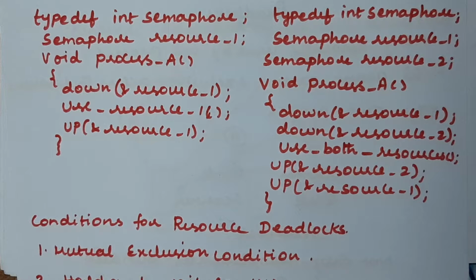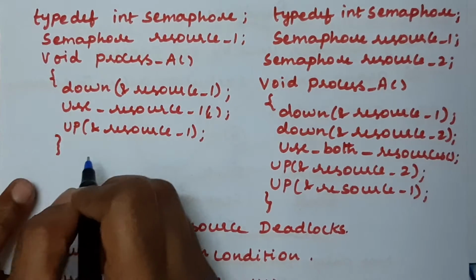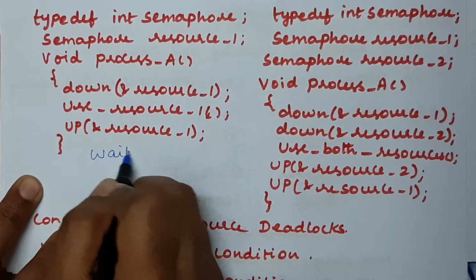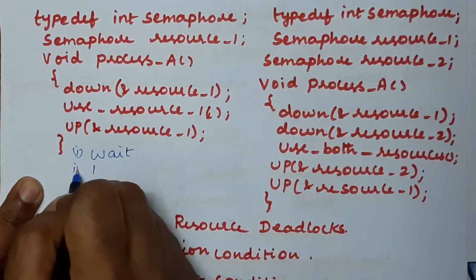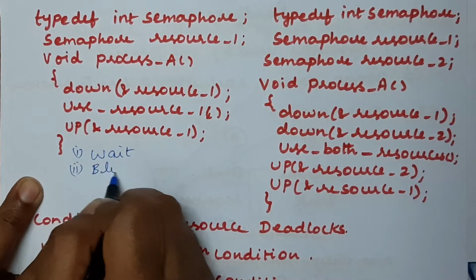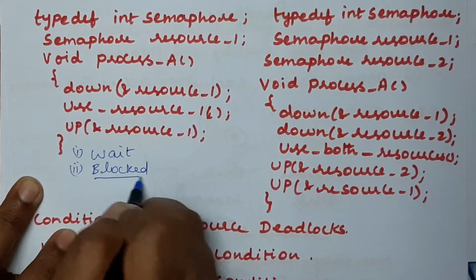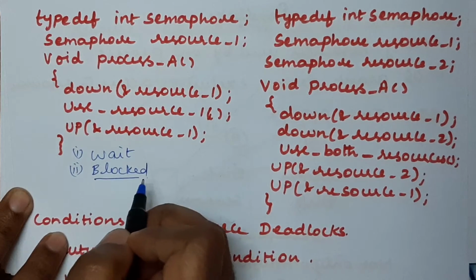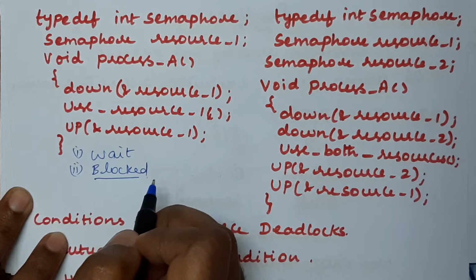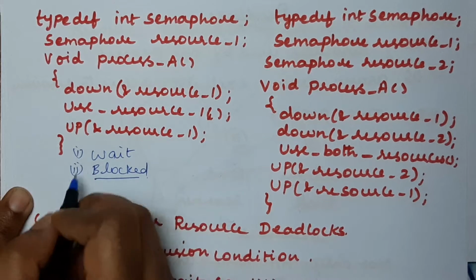Suppose the process is requesting a resource and that particular resource is not available, there are three cases that the process can follow. The first case is the process may wait for the particular resource. The second case is the process will be blocked automatically. Most operating systems follow this case. Whenever the process requests the resource and that requested resource is not available, it will be automatically blocked.